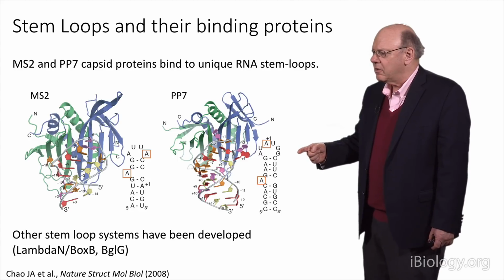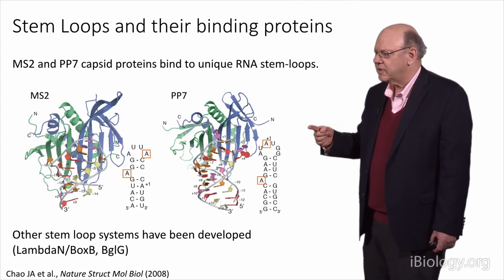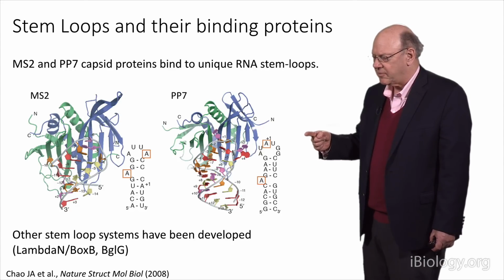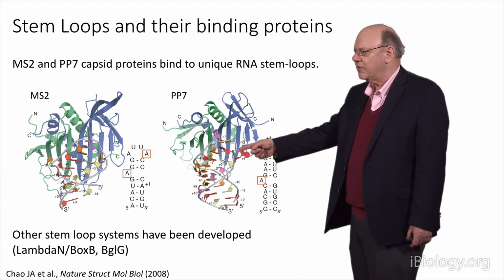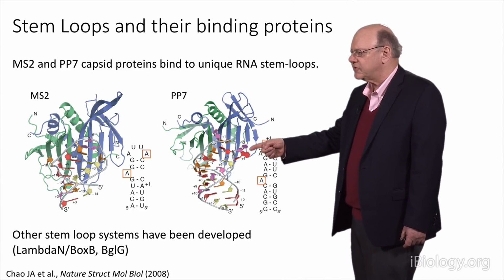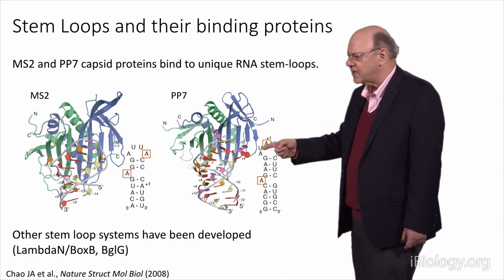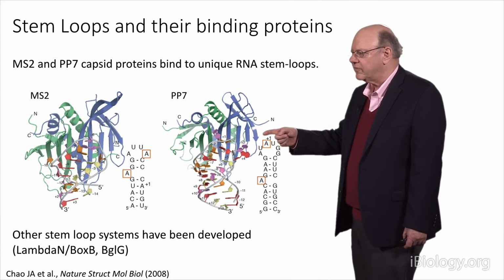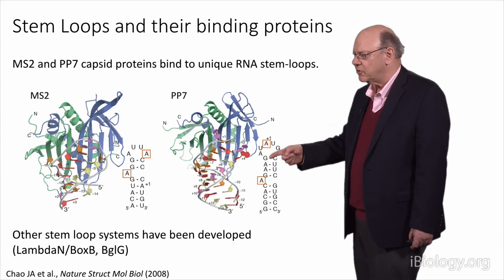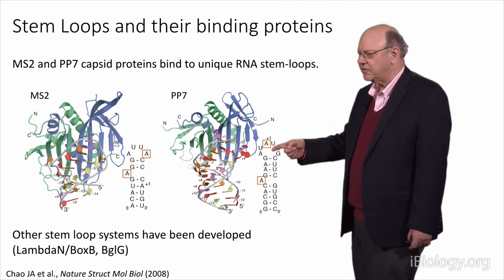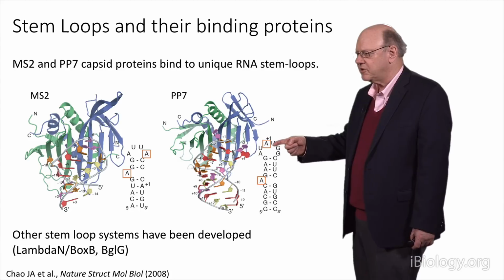So there are now two of these stem loops that we've discovered. One is called MS2, from the MS2 phage, and the other is PP7. We've done the crystal structure of these, and they don't bind each other's stem loops, because the stem loops are different enough that they don't recognize each other's capsid protein.